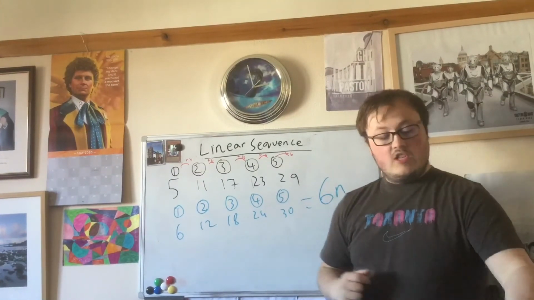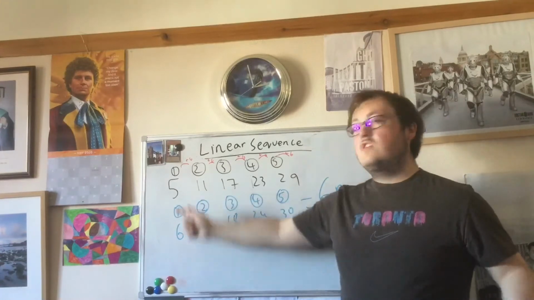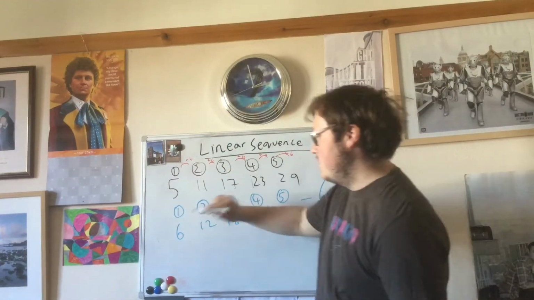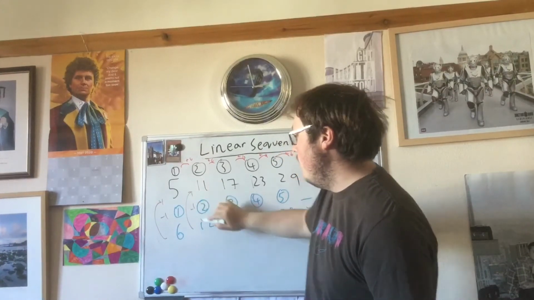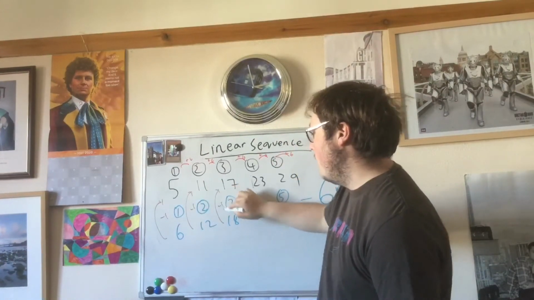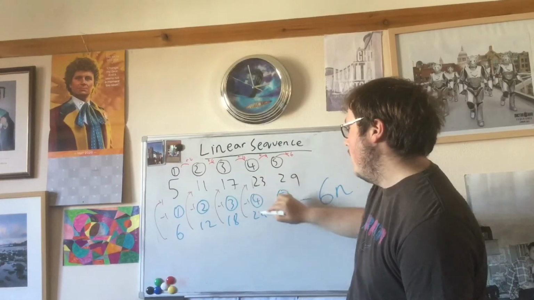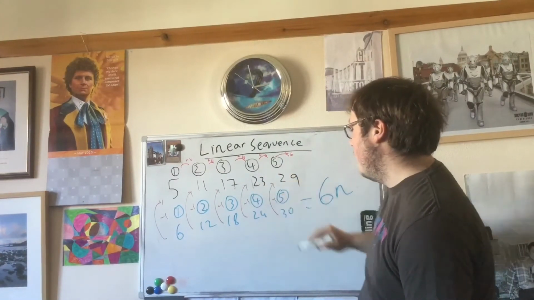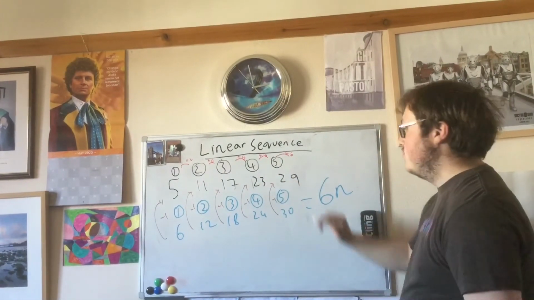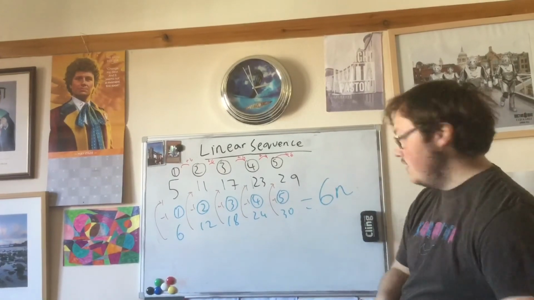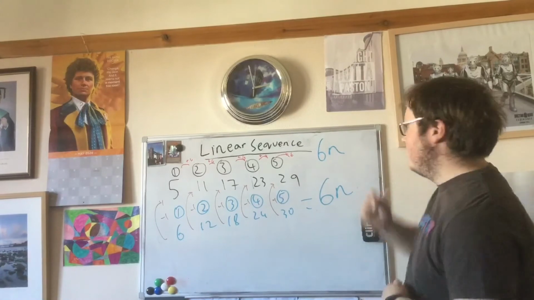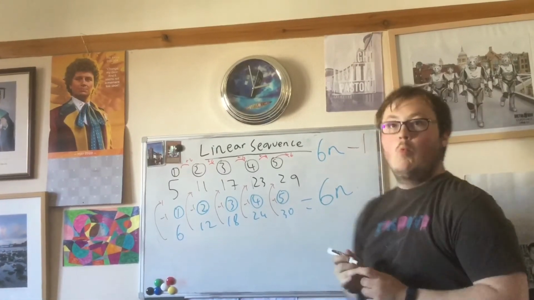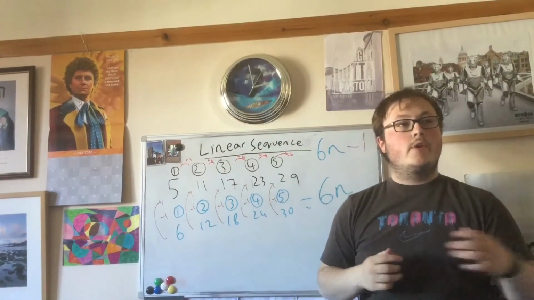So my final question is, how do I make this sequence the same as the original? So how do I go from 6 to 5? You take away 1. 12 to 11, take away 1. 18 to 17, take away 1. 24 to 23, take away 1. 30 to 29, you take away 1. So the original sequence is 6n minus 1. That's all you have to do.